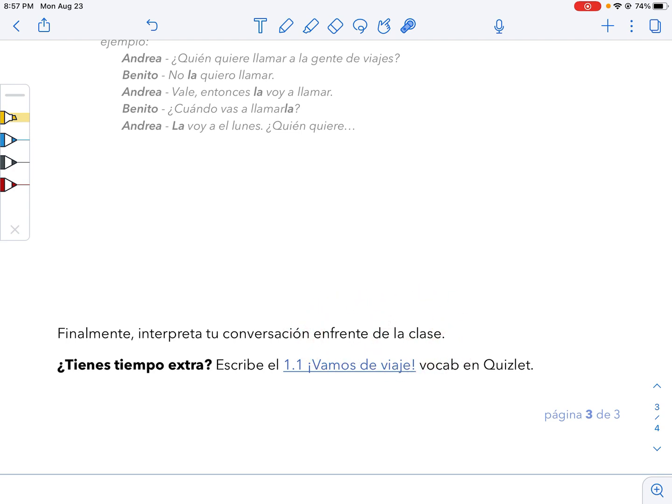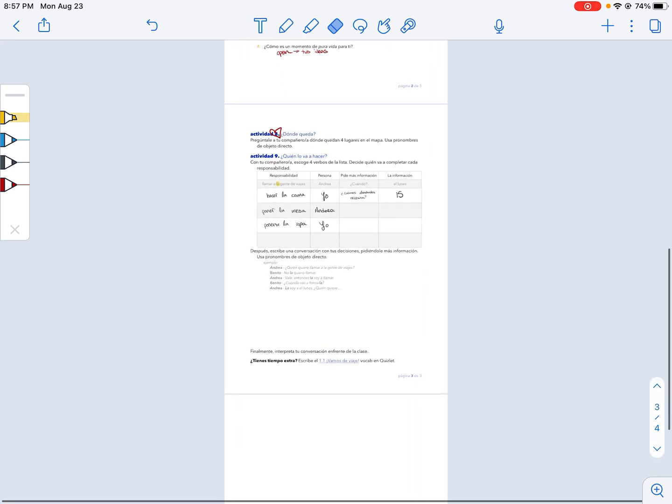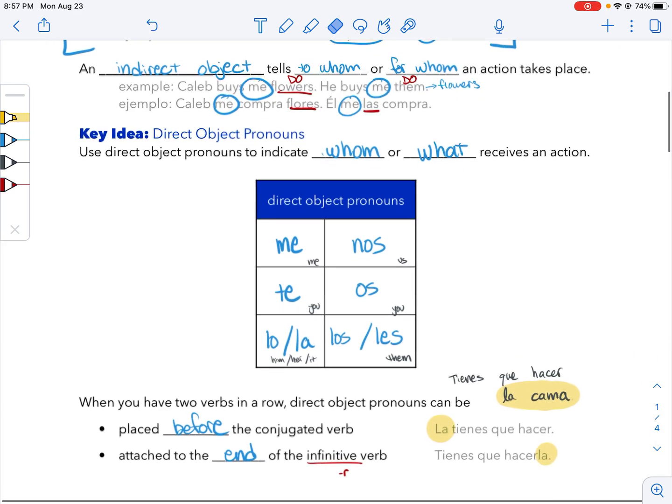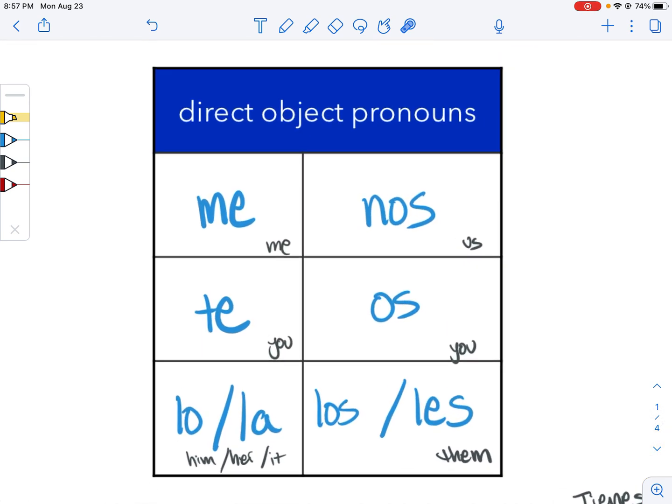Anyway, and when you're done, use this hand tool up here to click on this link right here to do more Quizlet practice. There you go, direct object pronouns indicate who or what is receiving an action, and I hope you have a fantastic time on your activities.